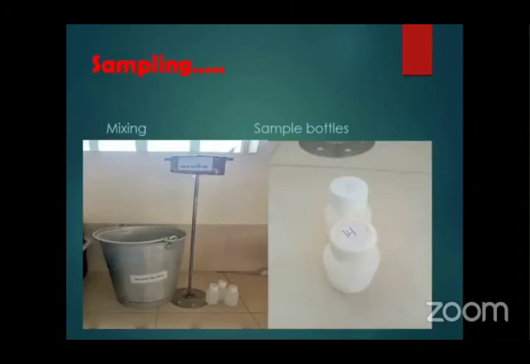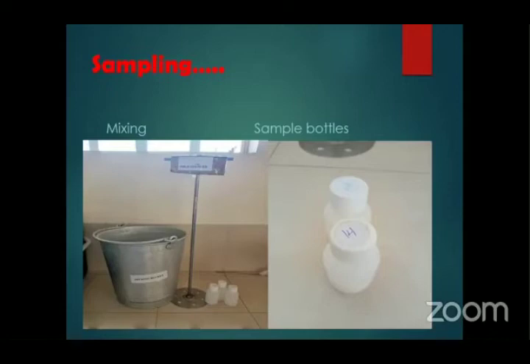Then you can see we provide, to ease the sampling burden and to make sure that the farmer doesn't feel like it's an inconvenience, in our case here in Nakuru, the milking buckets, and we also provide the plungers and also the sample bottles.